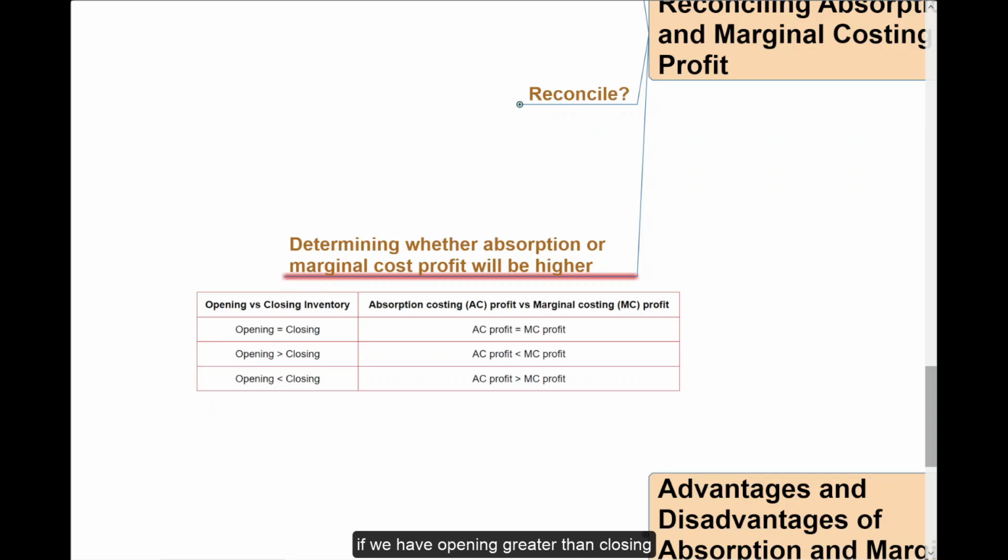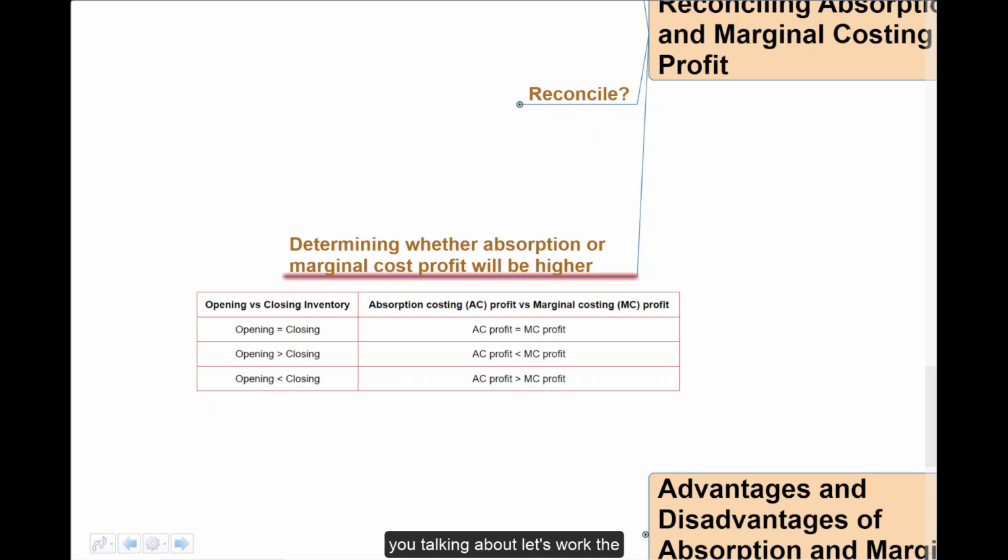If we have opening greater than closing, certainly the absorption costing profit will be less than the marginal costing profit, because closing stock is coming down in comparison to opening stock. If we have opening stock less than closing stock, the reverse would be the case: absorption costing profit greater than marginal costing profit. Now, we need to work the questions for this to drop. Just reading or indeed listening to me talking, I appreciate, that sounds great, Paul, but what the hell are you talking about?